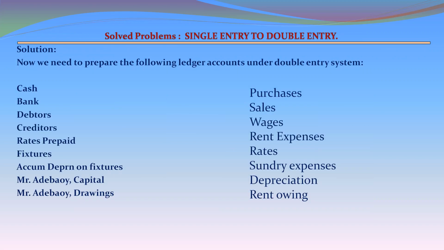Now we need to prepare the following ledger accounts under double entry system from the records and information available. Cash, bank, debtors, creditors, rates prepaid, fixtures, accumulated depreciation on fixtures, Mr. Adebayo's capital, Mr. Adebayo's drawings, purchases, sales, wages, rent expenses, rates, sundry expenses, depreciation, rent owing.